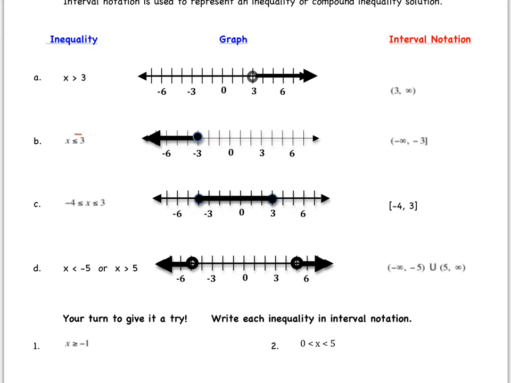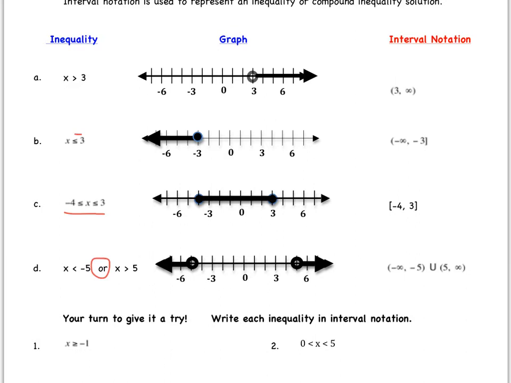In the third inequality, we have x's between negative 4 and 3. Anytime that you have a single inequality like this, you're going to be shading in between. So I'm shading in between negative 4 and positive 3. And then in the bottom one, I have an or inequality. Or is when you shade outside. So I have x is less than negative 5, so I have an open circle at negative 5, I shade less than. Or x is greater than 5, so open circle at 5, shade greater than.